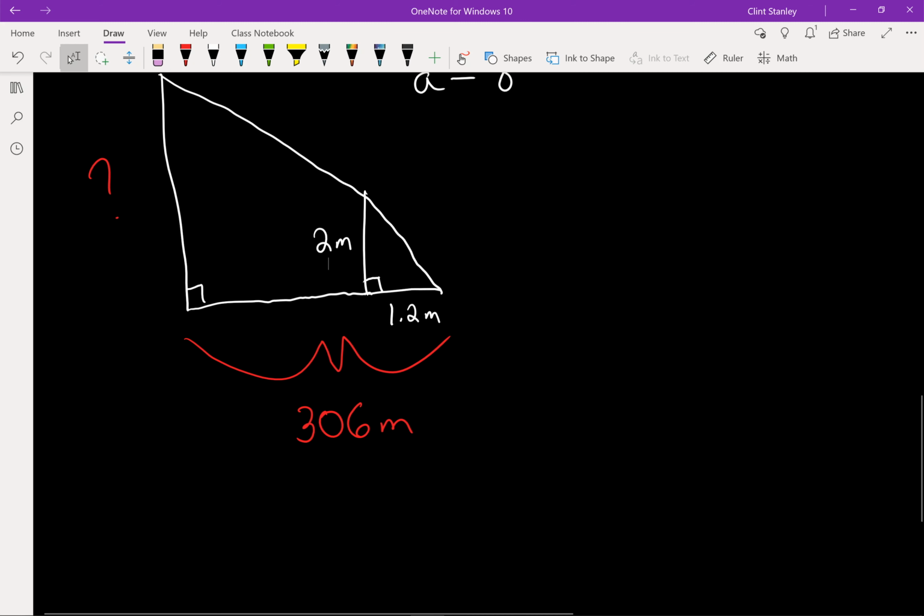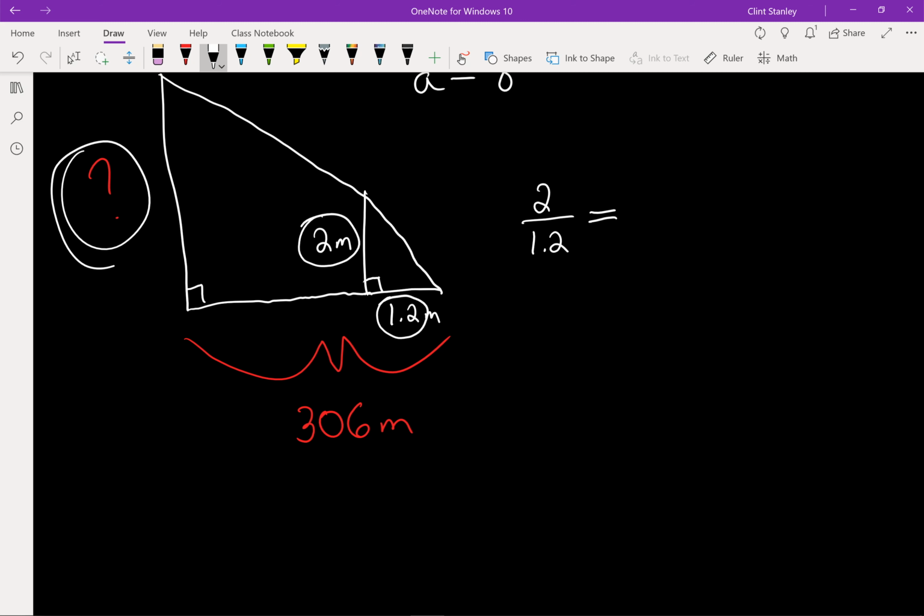So what I want to do is take the height of the small triangle, 2 meters. Now I'm just going to write 2, over the length of its shadow, 1.2. That has to be proportional to the height of our building, which we don't know. I'll call it x, over the length of the shadow of our building, which is 306. Okay. And then we cross multiply.